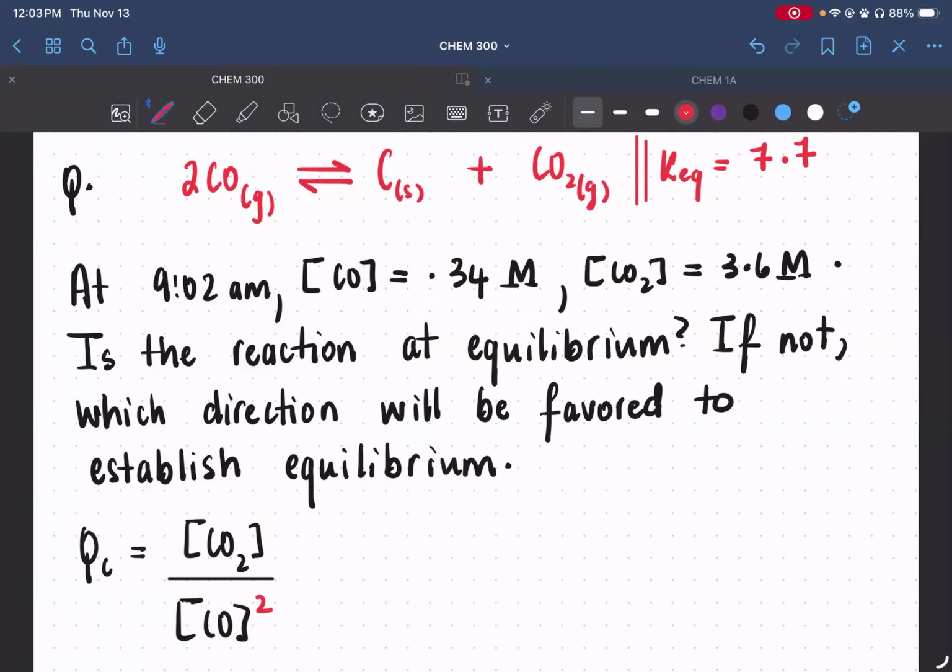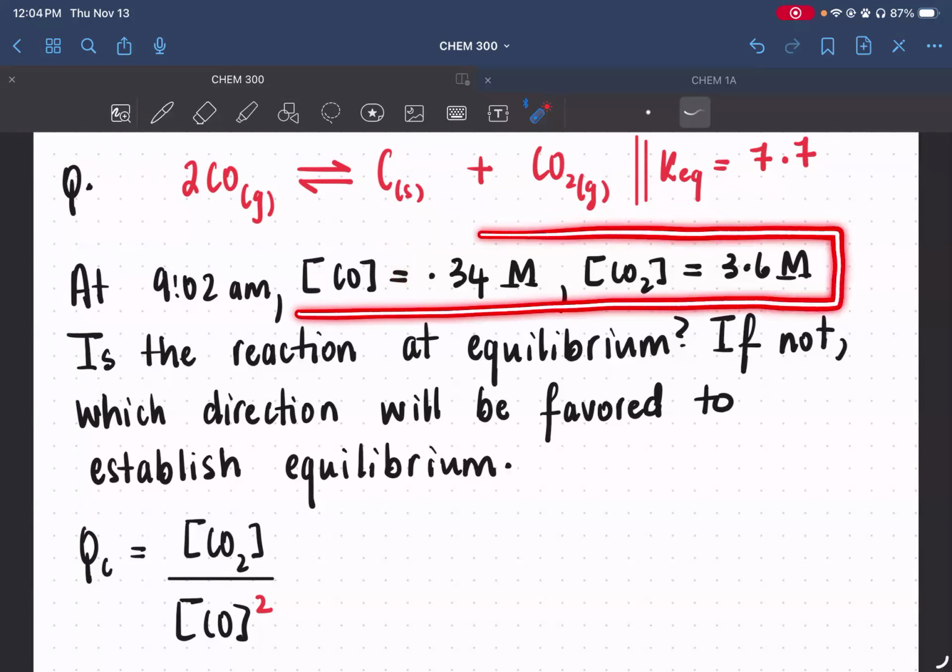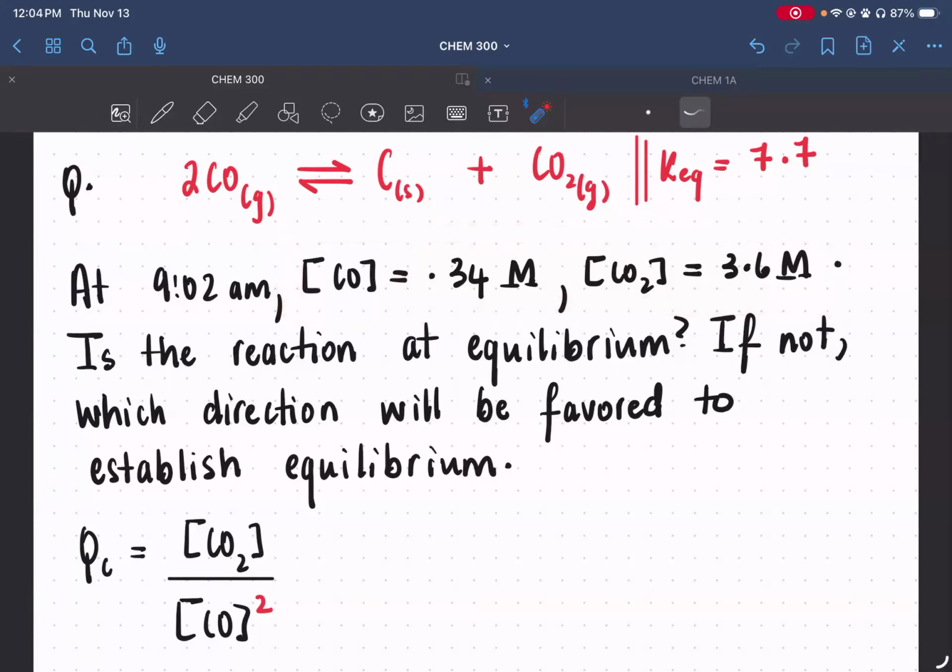You should immediately notice that I'm missing one product. Recognize, of course, that one product, carbon, is a solid. Solids are not included in our calculations. The other way you could have remembered that is, I did not give you any information about the solid carbon. I only gave you concentrations for the two gases. The end result is the same. We do not include solids. We can now plug in our values.